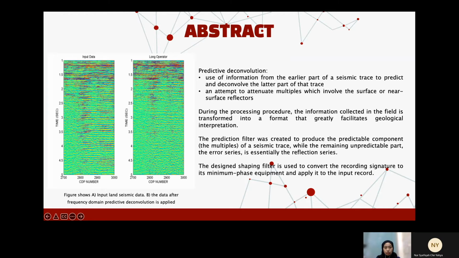The design shaping filter is used to convert the recording signature to its minimum phase equivalent and apply it to the input record. The figure shows A, input seismic data, while B is the data after frequency domain predictive deconvolution is applied.